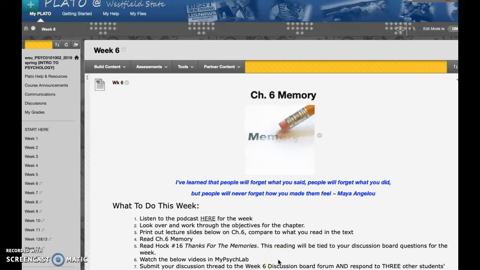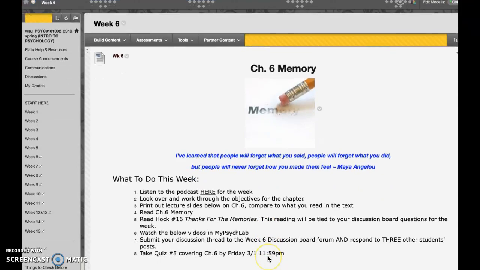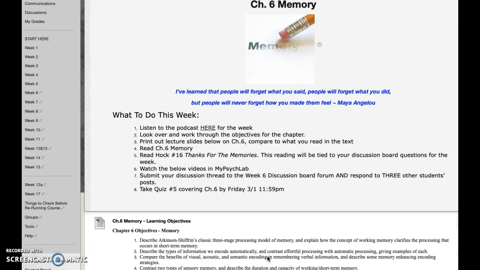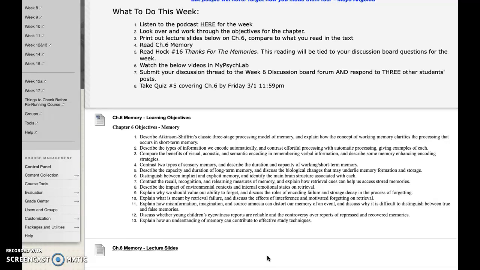Hello, we are in week 6, and we will be covering chapter 6, which is memory. Here is the to-do list for the week. As usual, we'll go over the objectives and what's on the agenda, and then I do have a couple of things I want to talk about in terms of discussion, so I want to save a little bit of time for that.